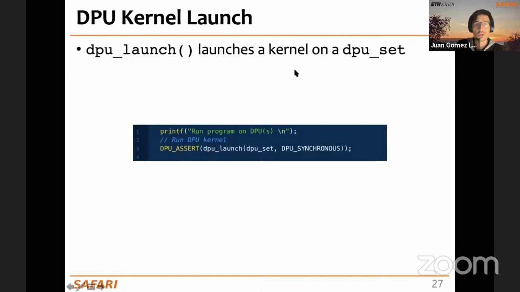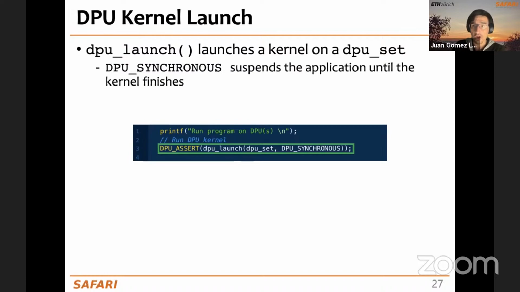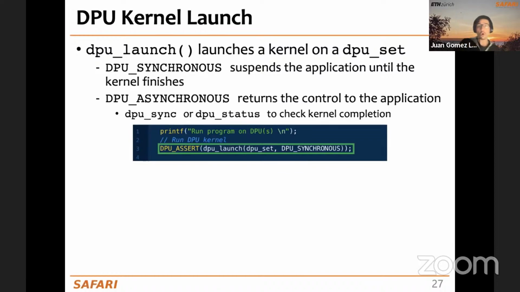And to do so, we use this DPU launch that launches a kernel on a DPU set. As you see, the only thing that we need to indicate to this DPU launch is what's the DPU set that we are targeting. And the program that we loaded previously on the IRAMs, on the instruction memories of the DPUs of this DPU set, will start the execution. Another parameter that we pass to this DPU launch API is a parameter that defines whether the execution of the kernel is synchronous or asynchronous.